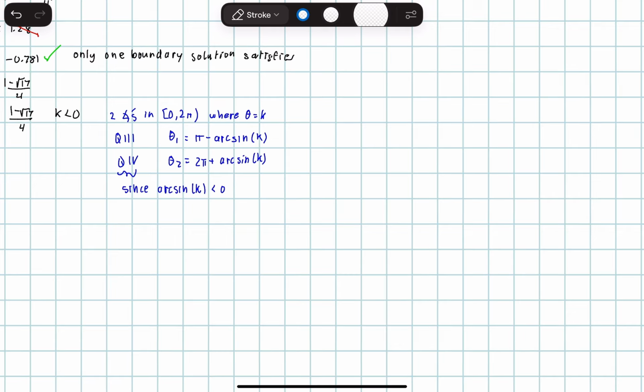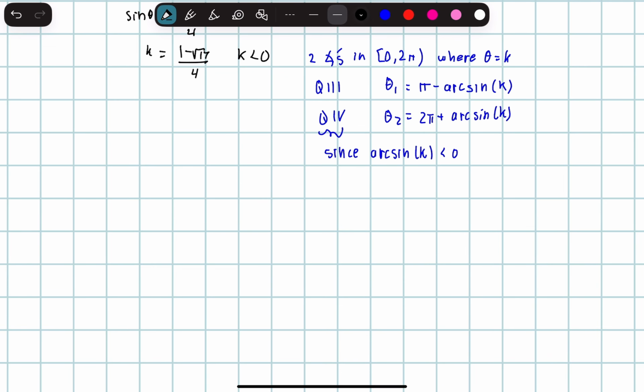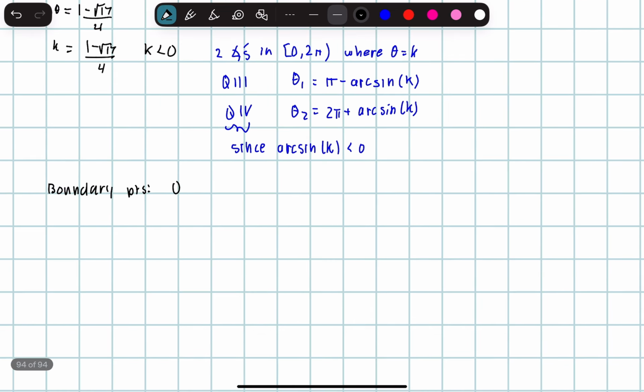So that means our boundary points are going to be this. Yeah, this is going to be a little bit messy. Our boundary points are going to be theta 1 is equal to pi minus arc sine of k. Yeah, those are our boundary points right here.